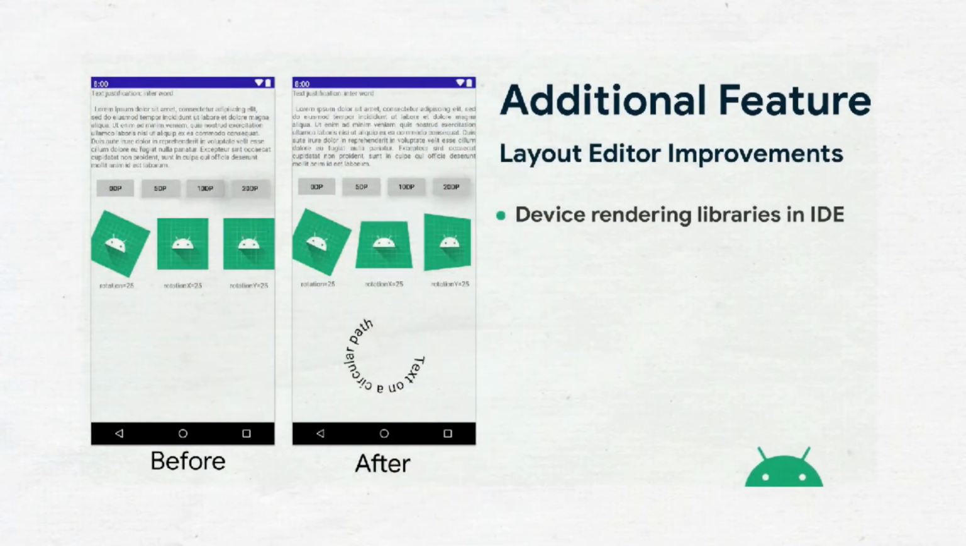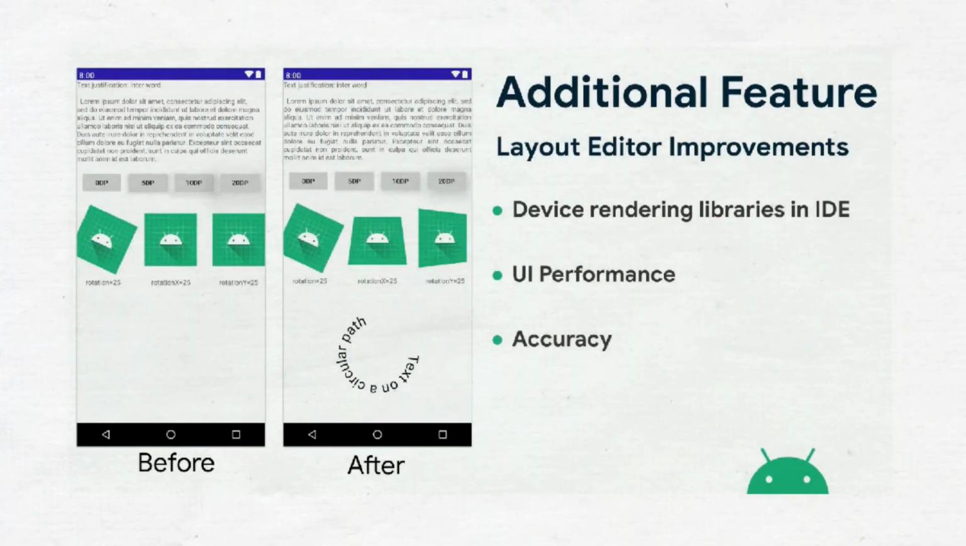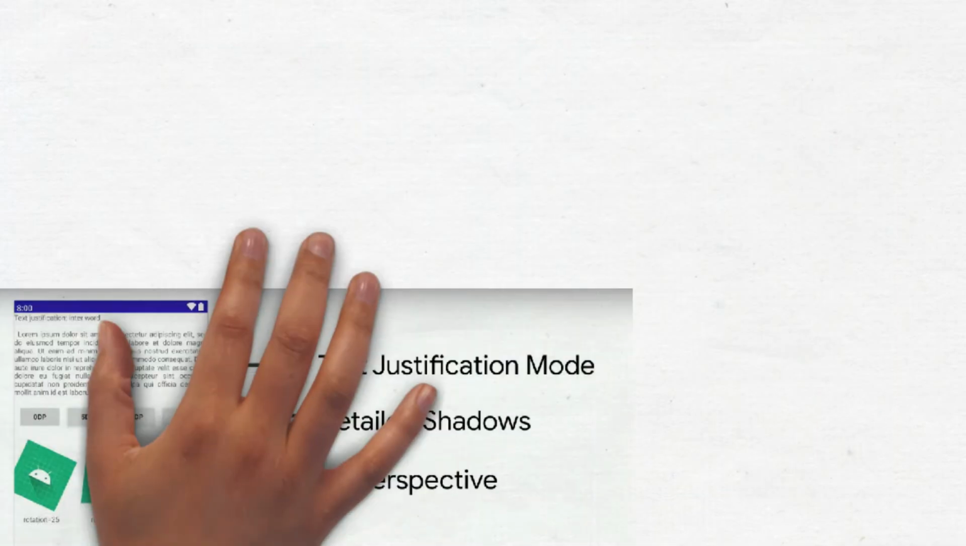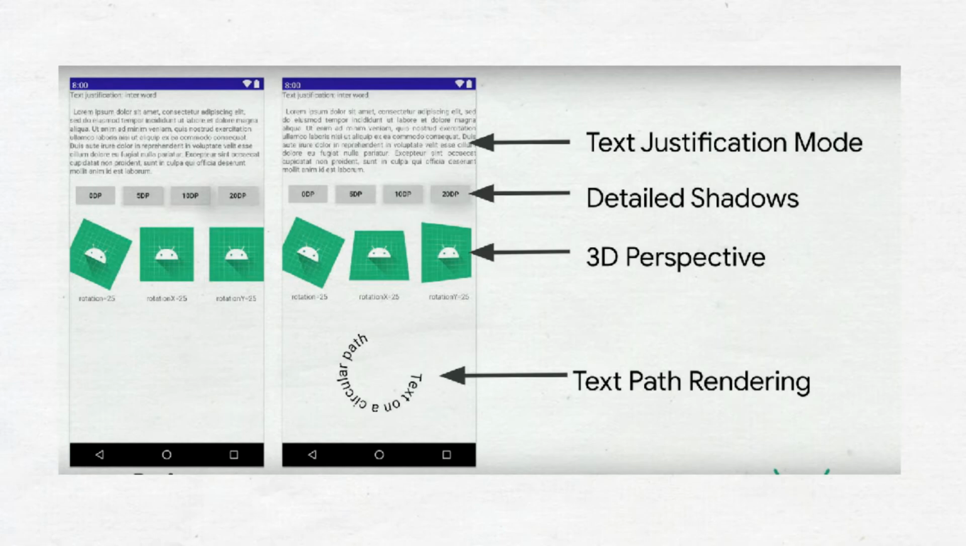Some additional features include layout editor improvements. The Android team took the rendering libraries that we have on the devices and put them directly in the IDE. So things like Skia and ICU are now available inside of Android Studio. And what that enables is two important things: UI performance and having higher fidelity accuracy. So specifically things like improving text justification mode is now supported. Having detailed shadows or having 3D perspective or having text path rendering are now available inside of Layout Editor.